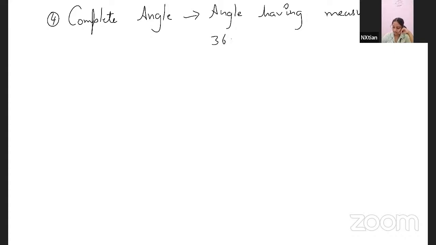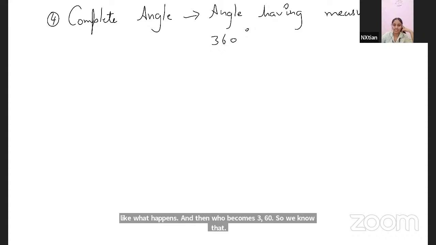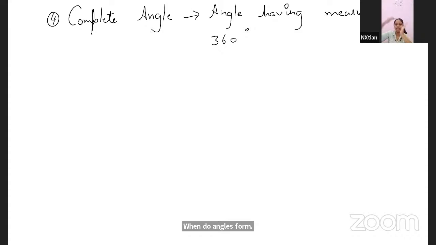360 degrees. Now, you guys must be having a question: how can an angle become 360 degrees? Like what happens when an angle becomes 360 degrees? So we know that when do angles form? When two lines intersect at one common point, not exactly cross each other, but they are joined from a common point and they're going in any direction. That forms an angle.